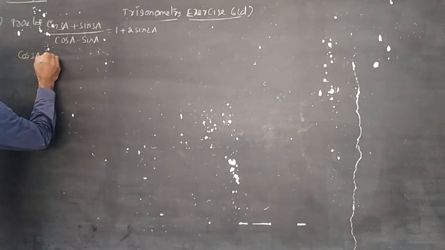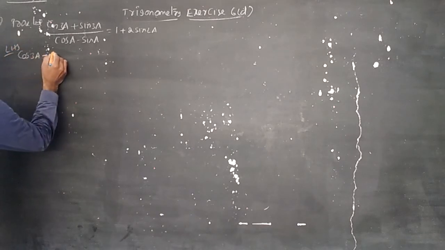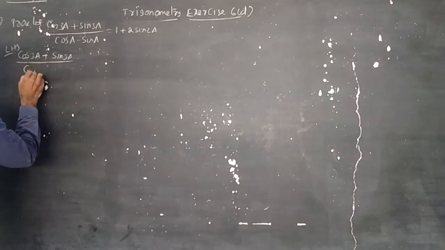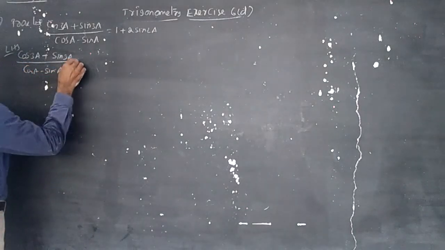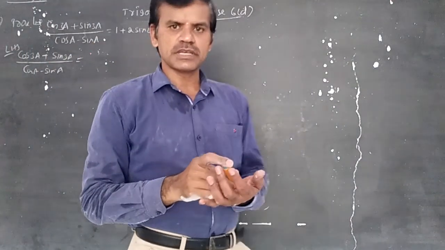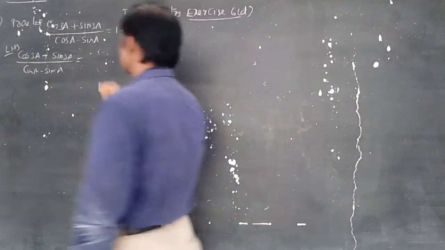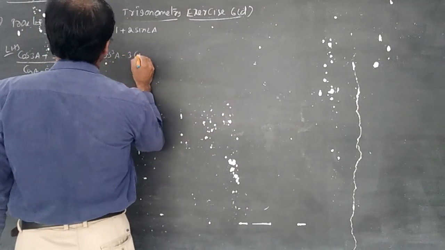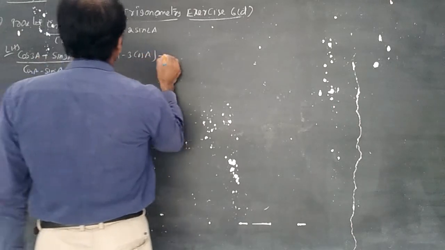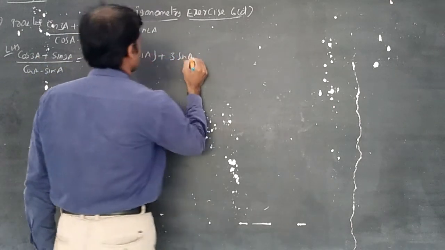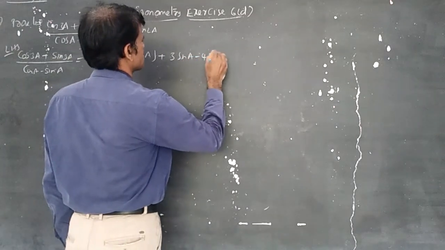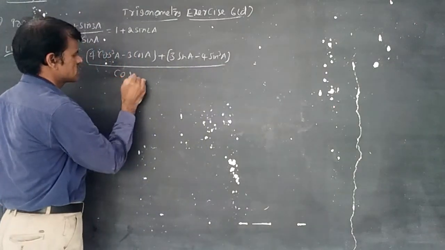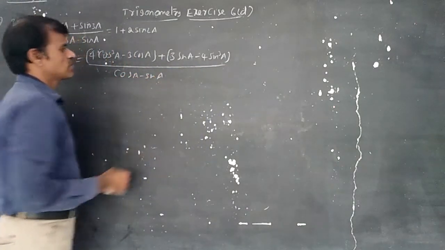LHS is cos 3a plus sin 3a by cos a minus sin a. Write the formula of cos 3a, 4 cos cube a minus 3 cos a, plus the formula of sin 3a, 3 sin a minus 4 sin cube a, whole by cos a minus sin a.